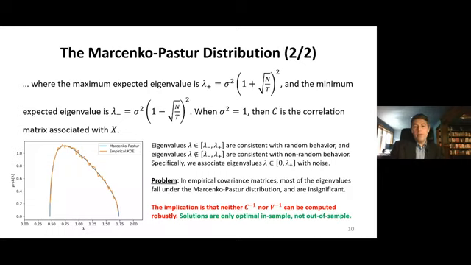Well, the maximum boundary can be computed as sigma squared times 1 plus the square root of N divided by T, and lambda minus can be computed as sigma squared times 1 minus the square root of N over T. What is important about this expression is that when we increase the number of columns relative to the number of rows, lambda plus increases and lambda minus decreases, meaning that the distribution of the eigenvalues widens as we have more variables than observations.